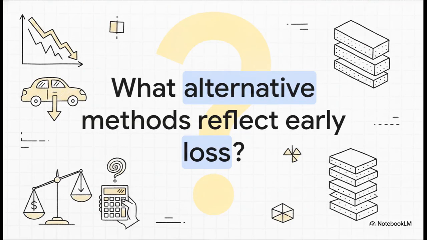Which leaves us with a pretty fascinating final thought to chew on. If the straight-line method is just too basic and rigid for assets that lose most of their value right out of the box, what more advanced, dynamic methods are accountants actually using behind the scenes to balance the books? Hold on to that question as you continue exploring the financial world.